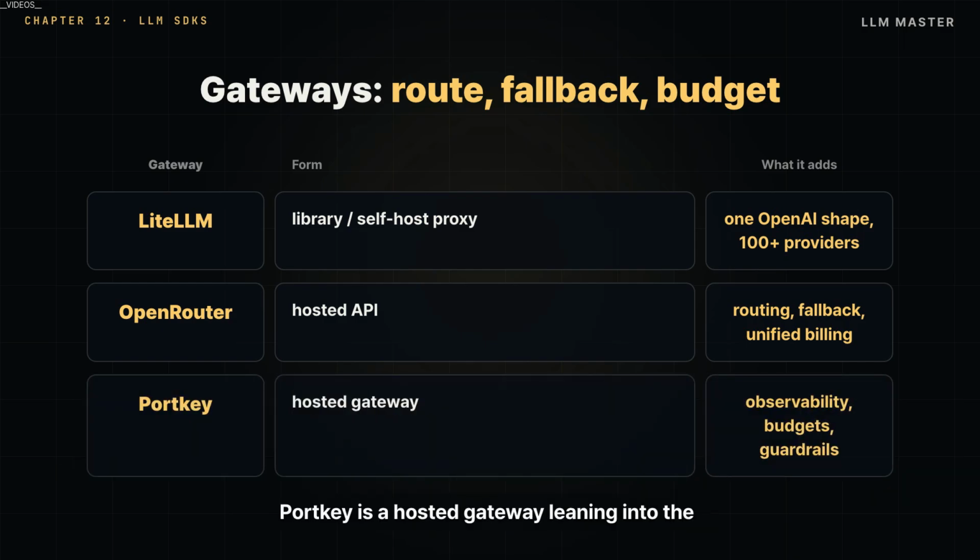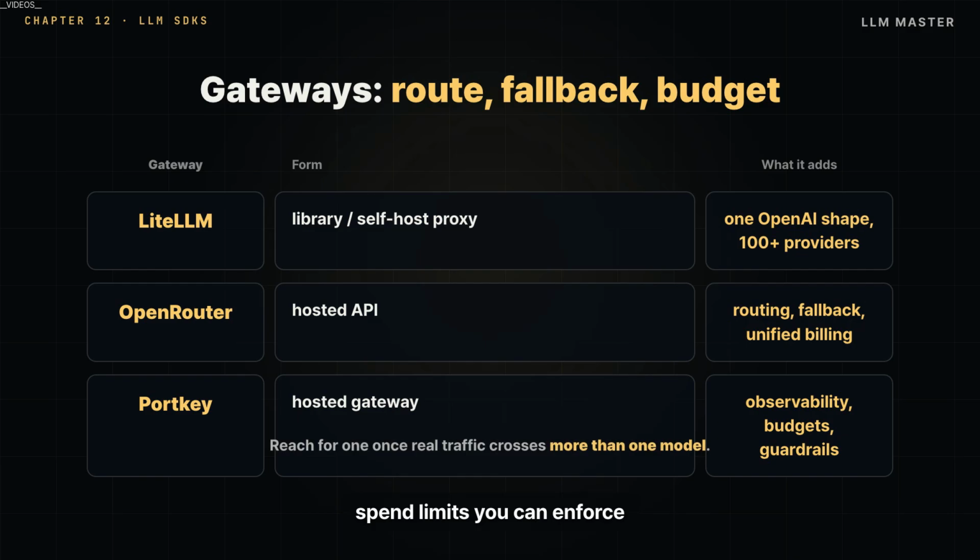Portkey is a hosted gateway leaning into the operations side: observability, per-team budgets, retries, and guardrails. The common thread is that they centralize the cross-cutting concerns. Credentials in one place, spend limits you can enforce, fallback when a provider is down, and a single trace of every call for debugging and cost attribution. You reach for one the moment you're running real traffic across more than one model, because the alternative, scattering keys, retries, and budgets across your codebase, is exactly the mess these tools were built to prevent.